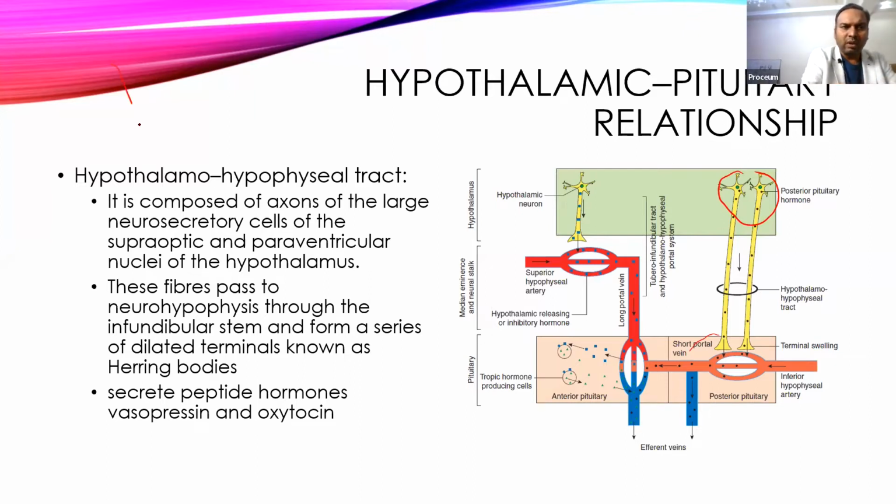So the hormones will come and they keep. This is the axon, and at each level, bead-like structures keep forming. They will branch and keep forming, with bead-like structures in between, and these beads contain the hormones secreted by the supraoptic and paraventricular nuclei. These are called Herring bodies. These Herring bodies contain hormones, and whenever the stimulus comes, they will secrete these hormones, which are peptide in nature, vasopressin and oxytocin, in the posterior pituitary gland.